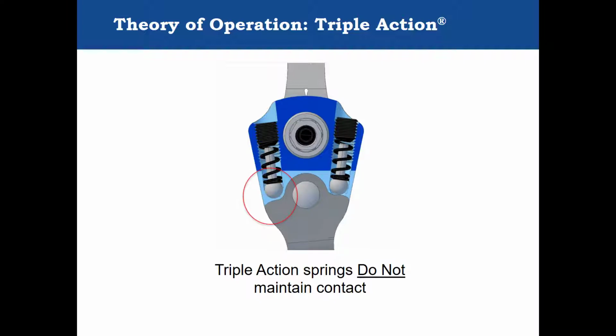This animation illustrates how the stirrup moves inside the triple action ankle joint. Note that as the stirrup moves, the springs make and break contact with the stirrup head.